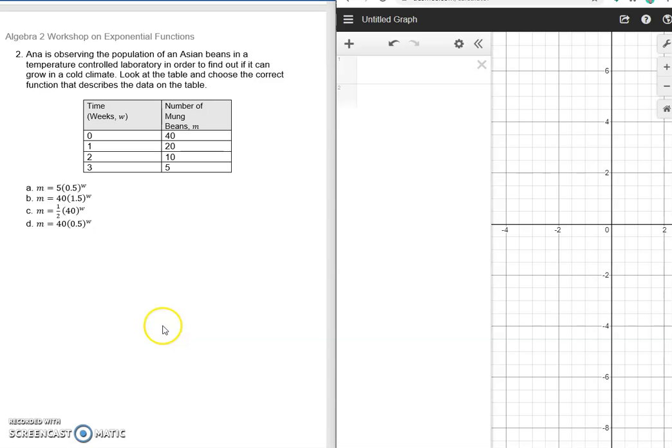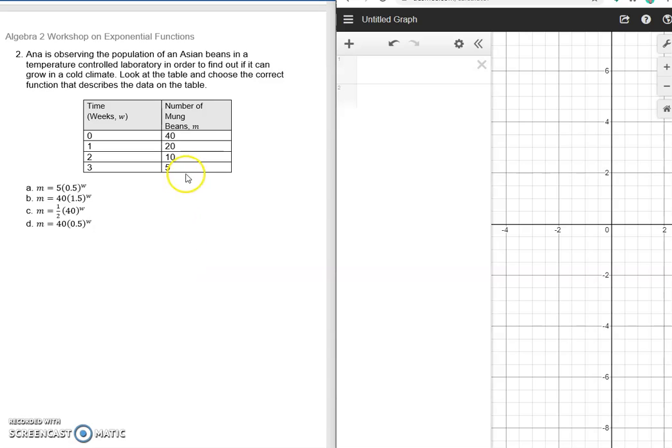Let us now take a look at number 2. Anna is observing the population of mung beans in a temperature-controlled laboratory in order to find out if it can grow in a cold climate. Look at the table and choose the correct function that describes the data on the table. The first column is time in weeks, and this one is the number of mung beans. So this is W, this is M. So your function is M. So let's take a look at this.